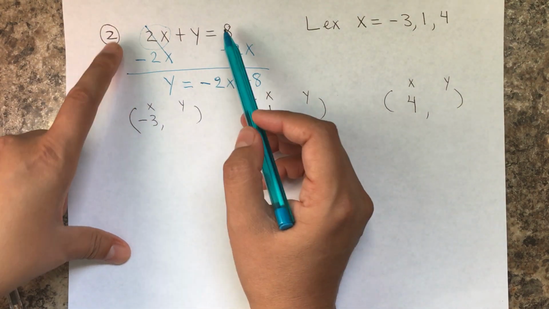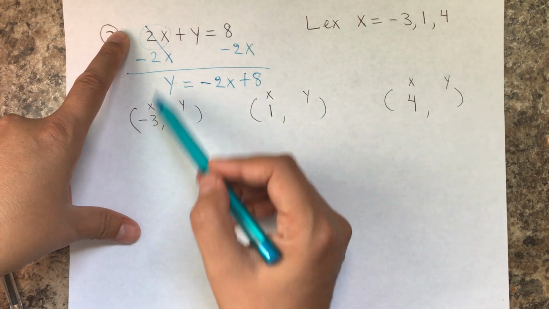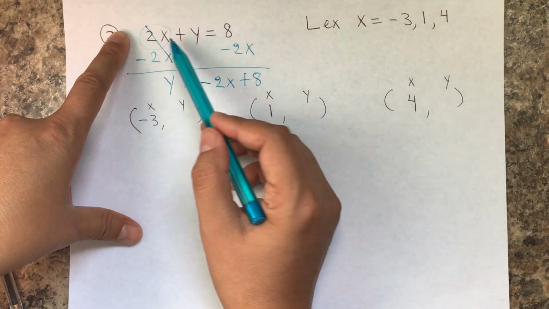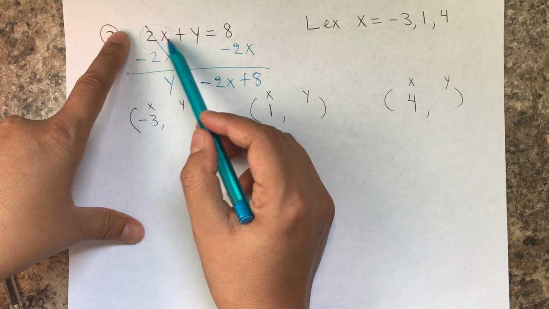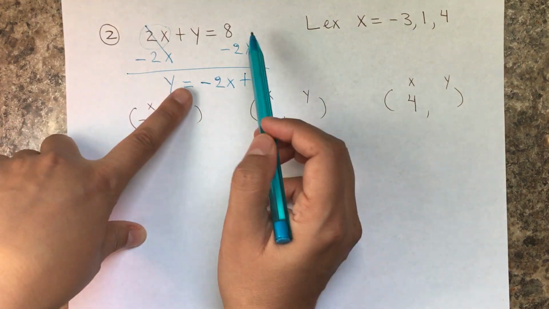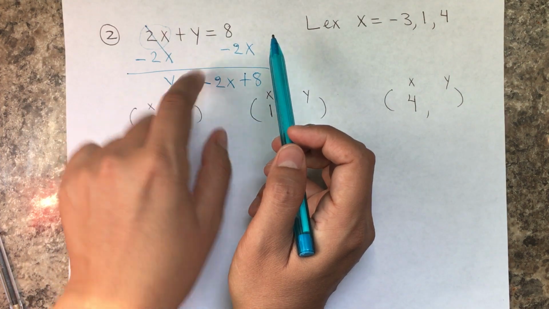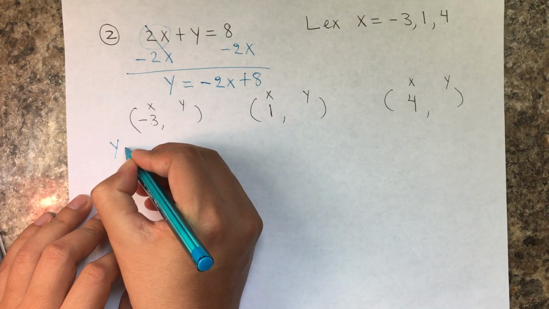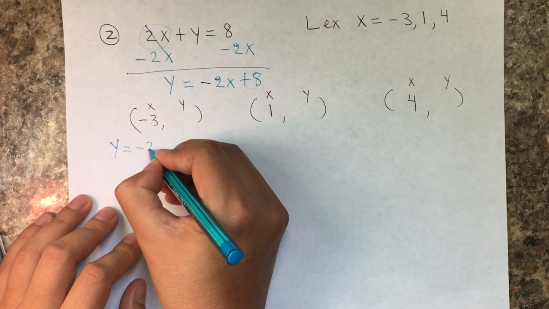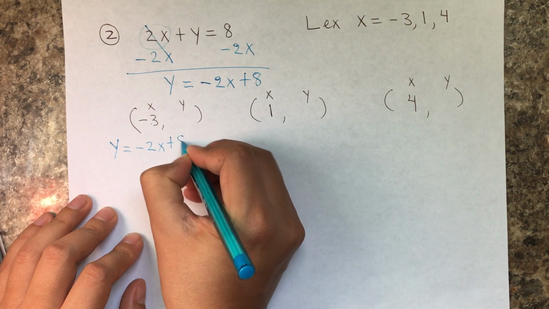Now in class, some students might ask, can we just substitute in the original? Yes, you can do that if you want. You can substitute negative 3 in here, multiply, and then cancel. Or you can cancel right now and use this equation instead. Y equals negative 2x plus 8.